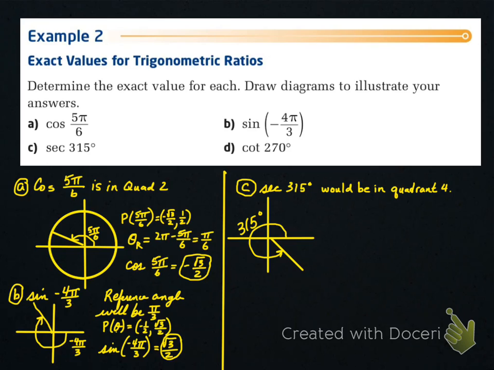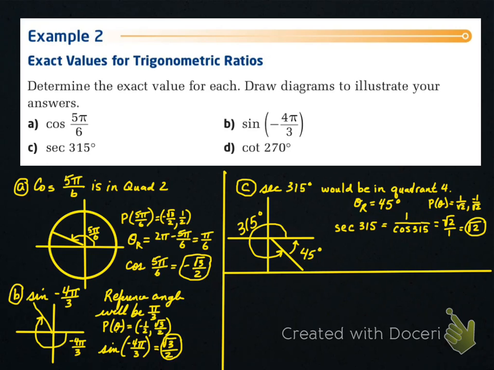In C, the secant of 315 degrees would be in quadrant 4. That gives us a reference angle of 45 degrees. That means that we will have the secant of 315, which is 1 over the cosine of 315. That will be 1 over (√2/2), and the inverse of cosine is going to be secant. And that'll be √2.